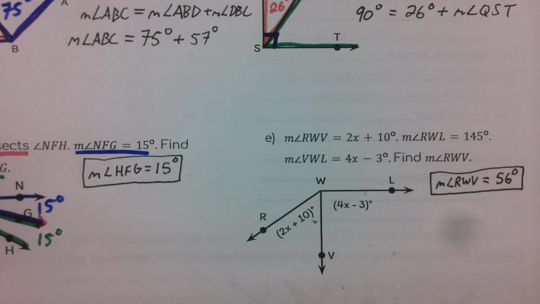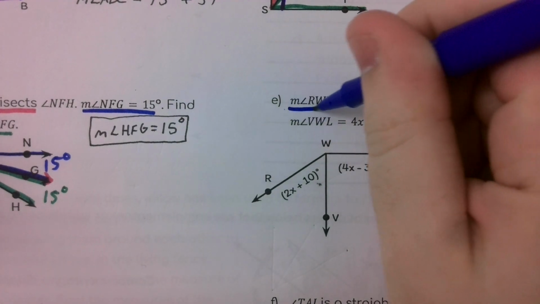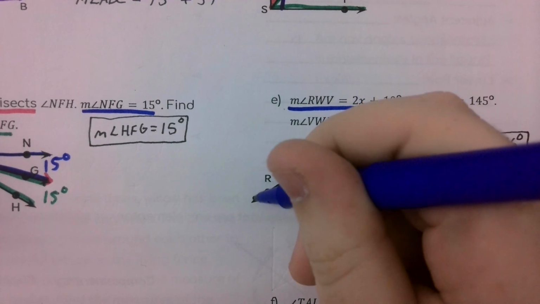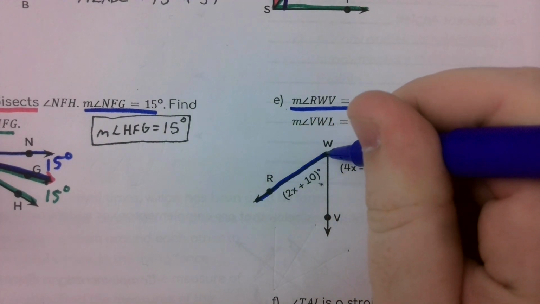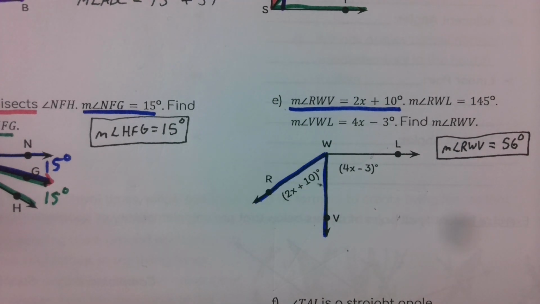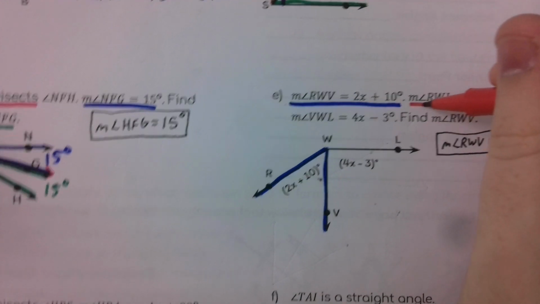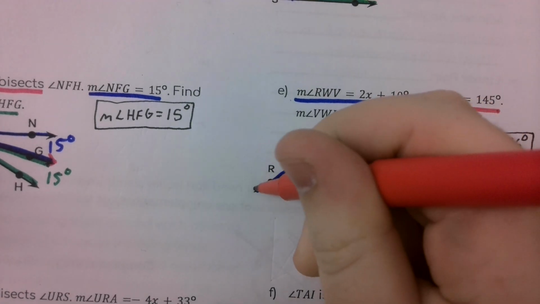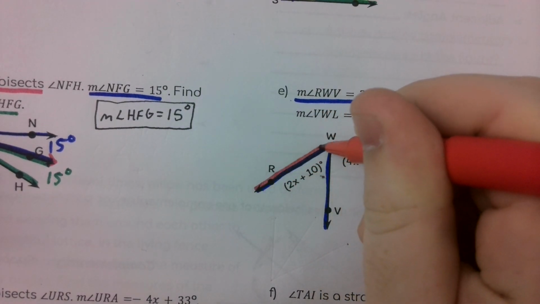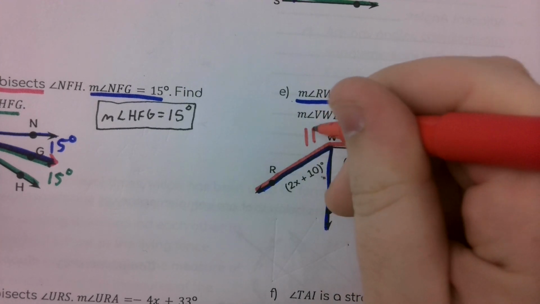E was a bit tricky. We're given 3 measurements here. Firstly, we are told that the measure of angle RWV is 2x plus 10. Thankfully, this one's already even labeled for us, so it makes it a little easier. RWL is 145 degrees. So RWL is actually going to be this entire big angle right here in red.